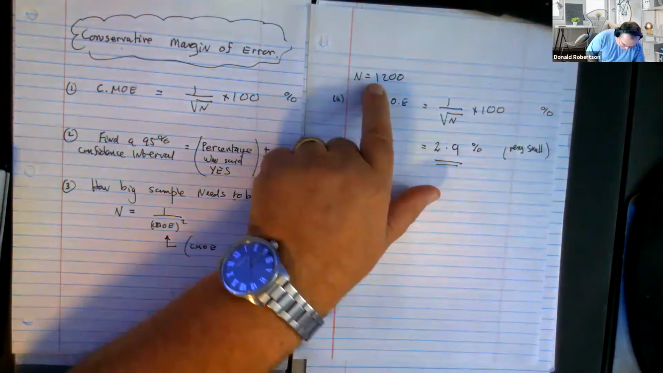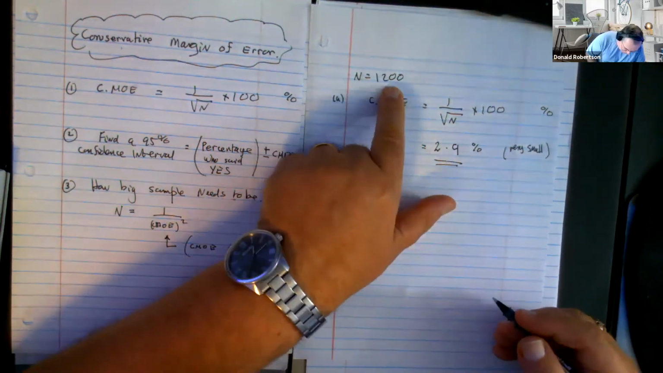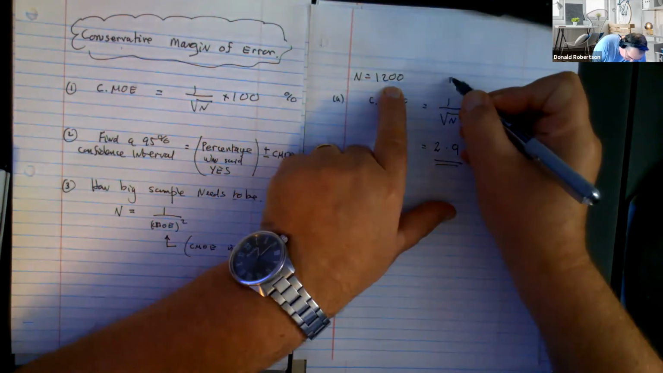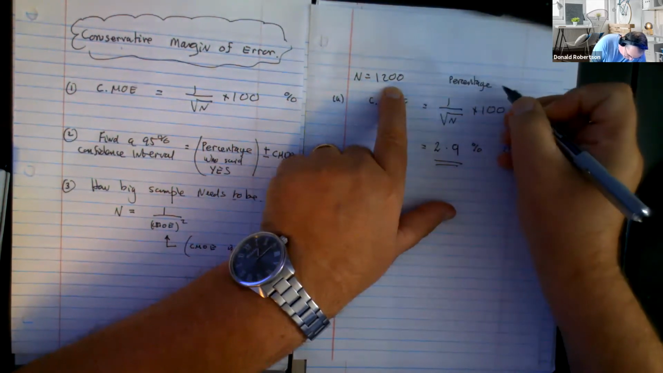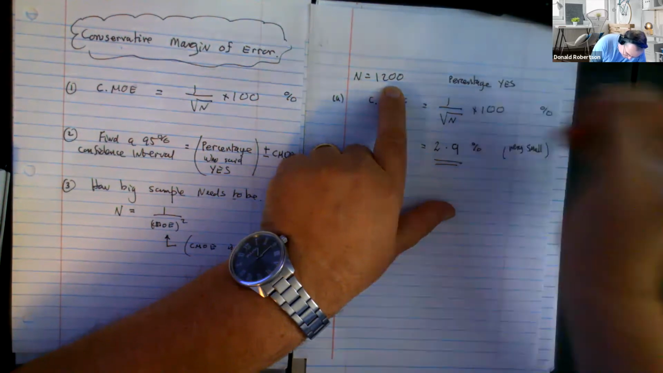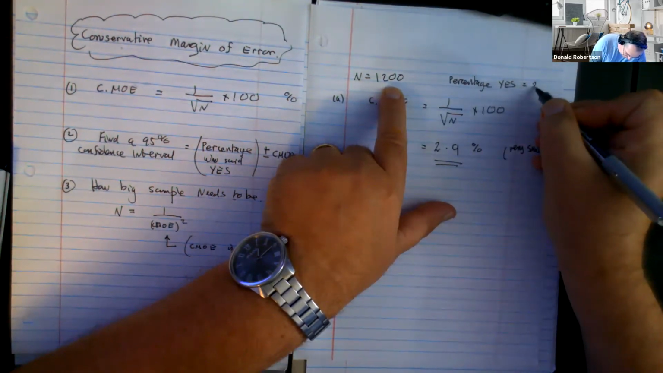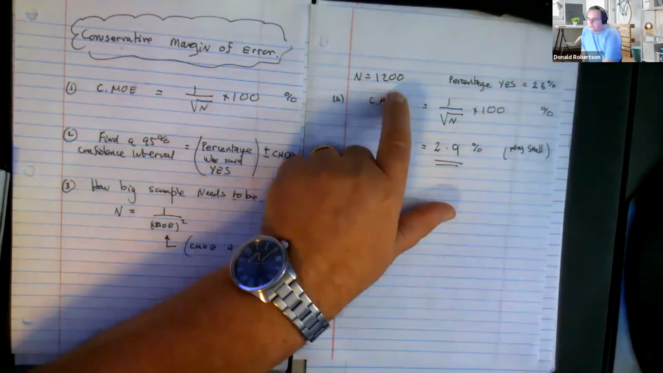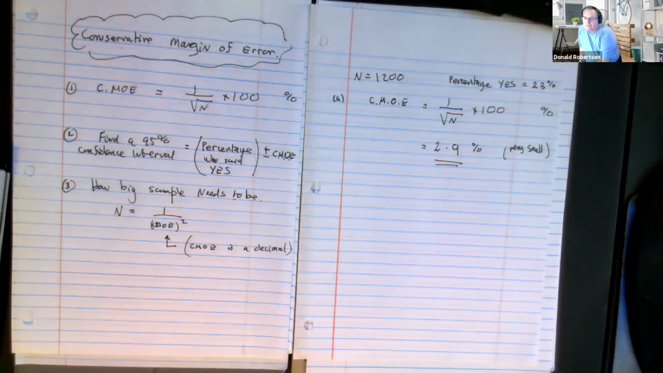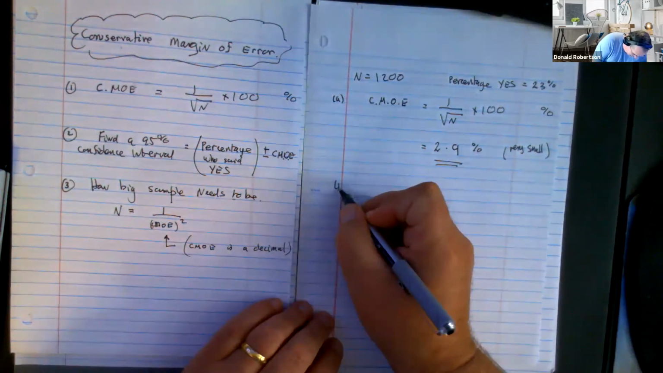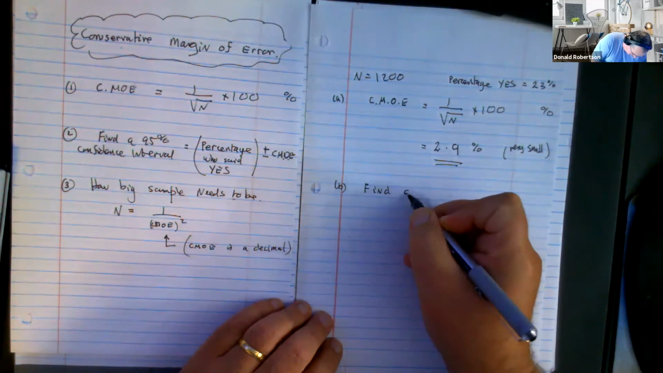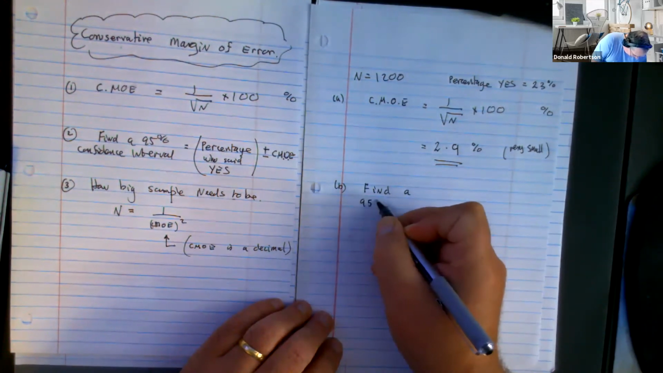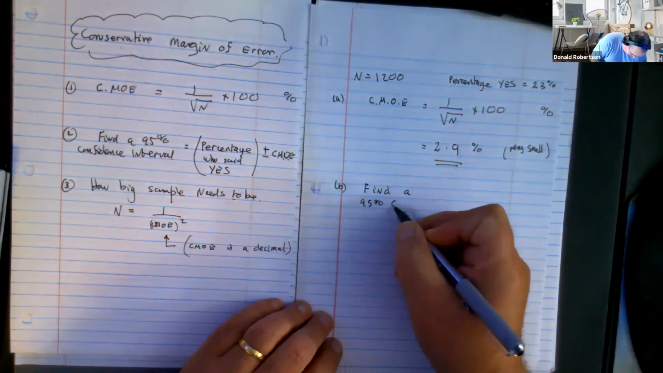So back to this story of asking the adults in my sample. Let's say that the percentage from my sample who said they'd been to Scotland, so the percentage who said yes, to make it straightforward, was 23%. That's fine. Question B would ask us to find what is called a 95% confidence interval.